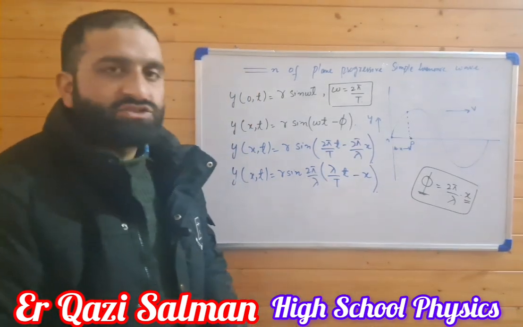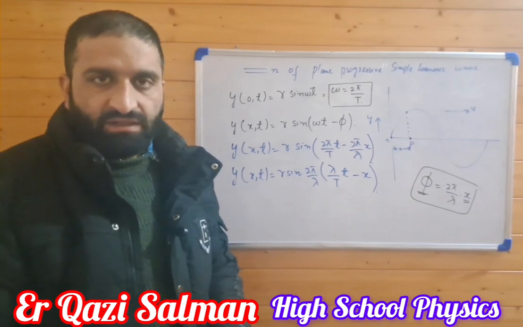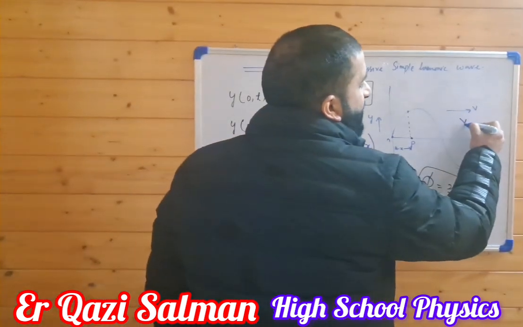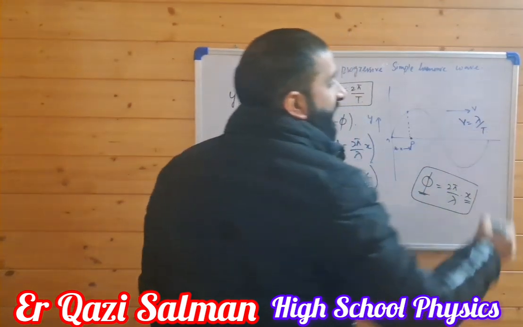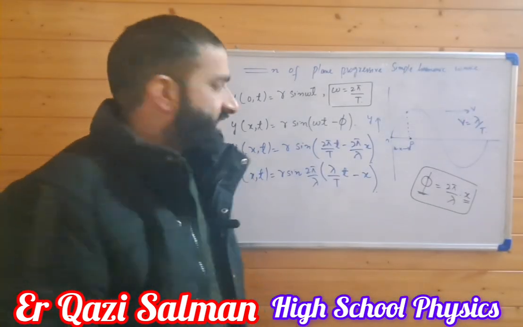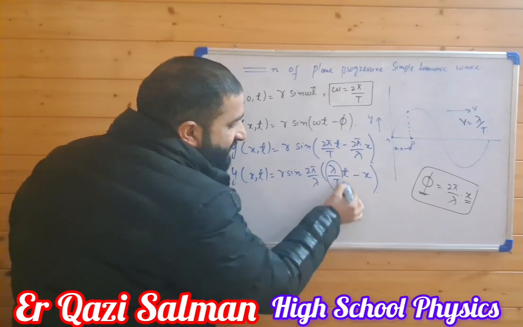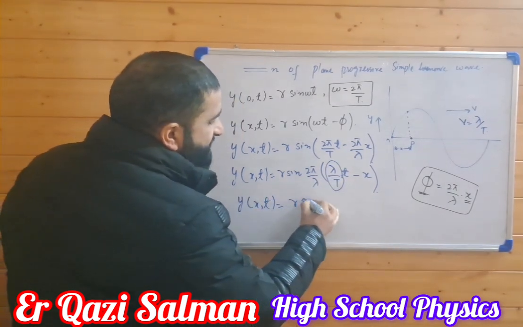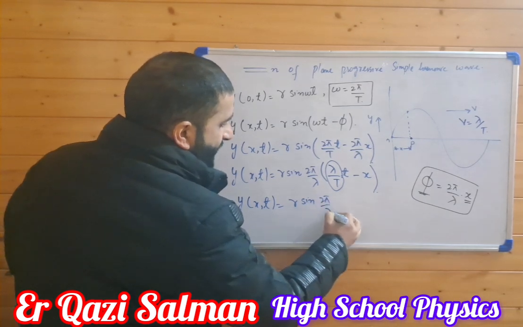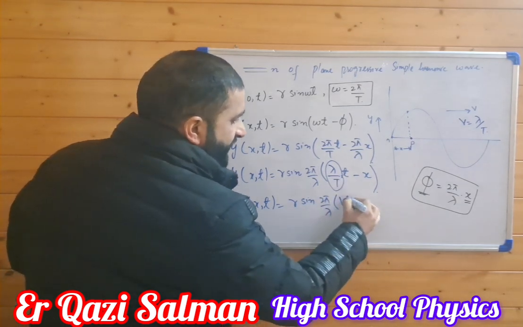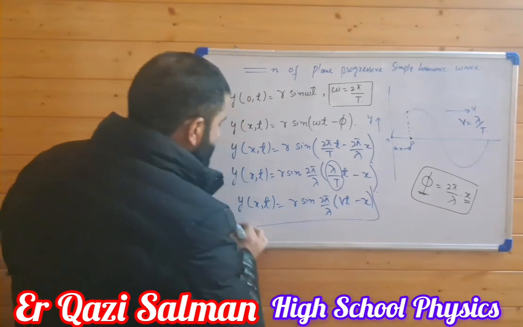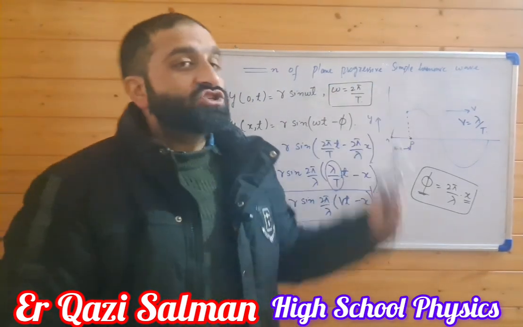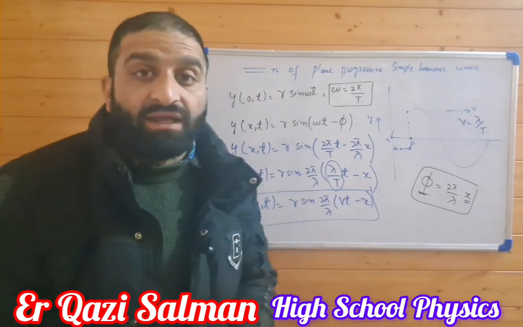Now lambda is the distance or the wavelength, T is the time period. So distance divided by time is equal to velocity. So here velocity is equal to lambda divided by T, where lambda is the wavelength and T is the time period. So we can replace lambda by T by v. So y at x comma t is r sine of 2 pi by lambda into vt minus x. This is the equation of a plane progressive simple harmonic wave that is traveling in the positive x direction.